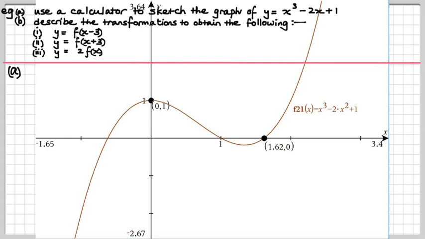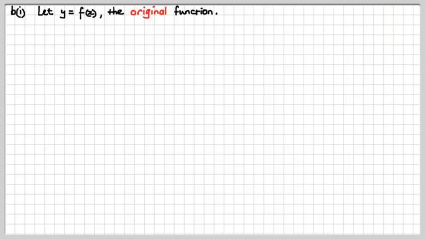Now, for the rest of this question, we're going to work out those transformations, okay? Are you happy with that? Good. So here we go.